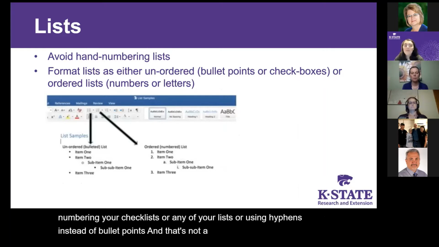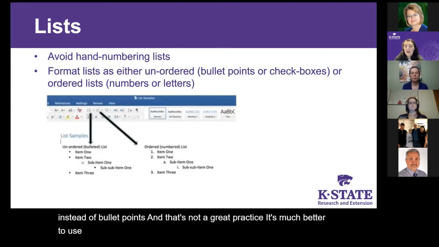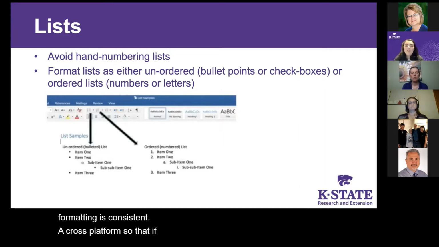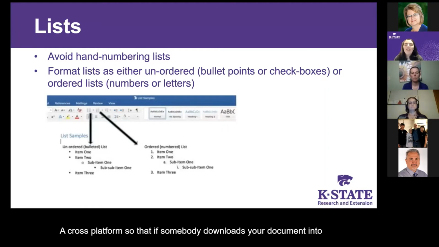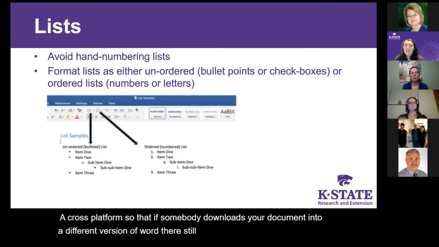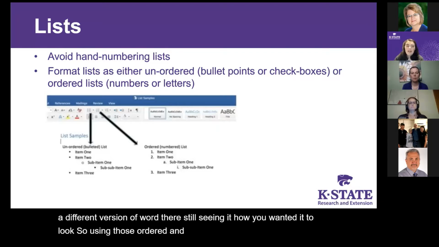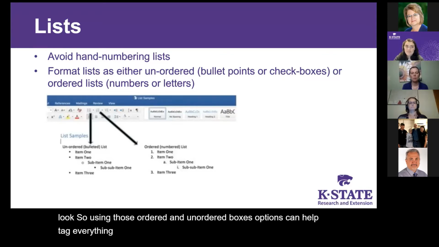It's much better to use those buttons in the paragraph section so that they're tagged as lists for people with screen readers, and so that the formatting is consistent across platforms, so that if somebody downloads your document into a different version of Word, they're still seeing it how you wanted it to look. So using those ordered and unordered list options can help tag everything and format it correctly.